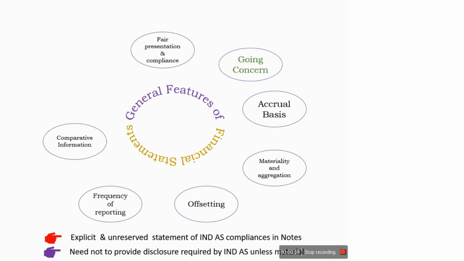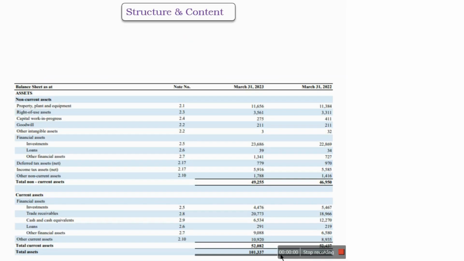Apart from it, next is that there should be comparative information presented in the financial statements, and there should be consistency in presentation and classification of items in financial statements from one period to another period. So these are the general features of the financial statements.